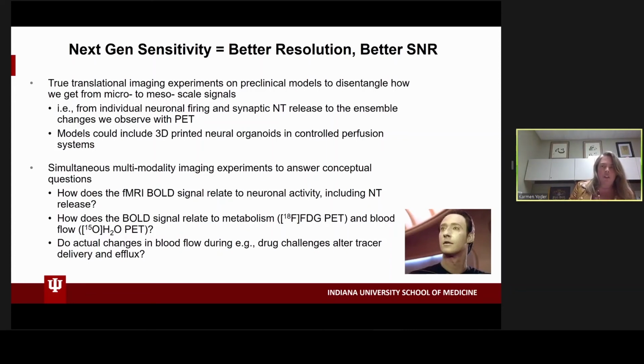And another question that we get asked quite a bit, especially with respect to drug challenges, is, hey, you've got this drug on board, this drug might change blood flow, how does that alter what you're measuring, how does that alter your PET kinetic signal? So we can do, for example, perfusion MR or arterial spin labeling at the same time we're doing the dynamic emission acquisition and start getting at those questions.